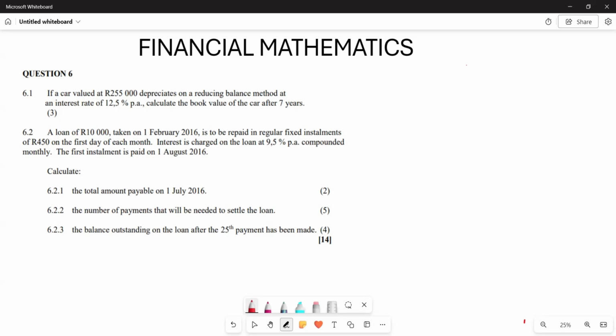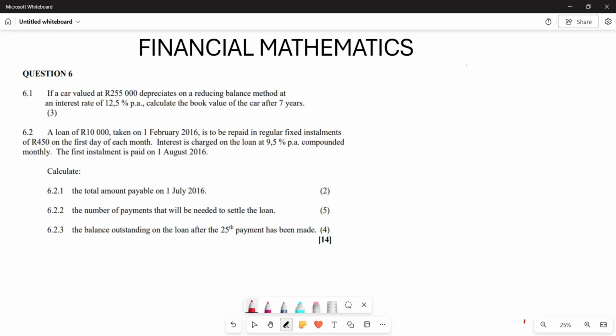What we are doing now is looking at financial mathematics, and we are trying to understand how to answer our questions on this particular topic by looking at different past exam papers, right? Now let's look at part six of this particular series.